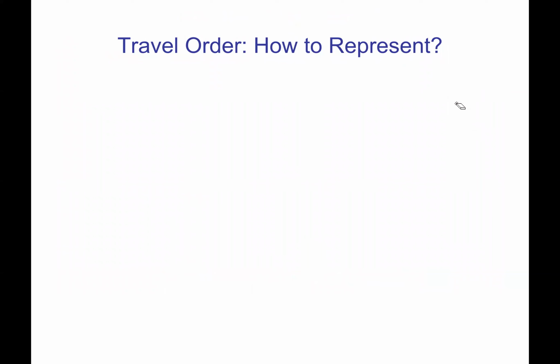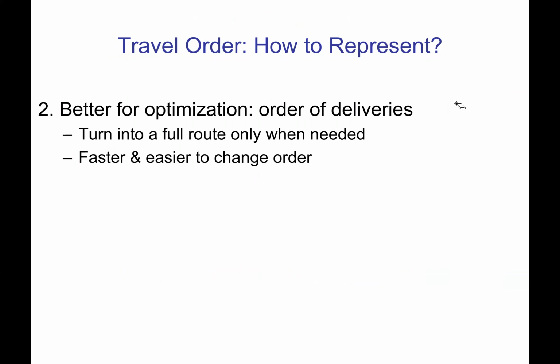So can I do this better? It'd be better to have a more compact representation. And a more compact representation would be, I'm going to store just the order of the deliveries, and only when I have to. So when I'm returning my final solution, maybe if I have to compute travel time, I have some good reason to turn it into a full solution, only then will I turn it into a full solution. So this should be faster and easier to change the order of my deliveries, and that means I'm going to be able to look at more options.